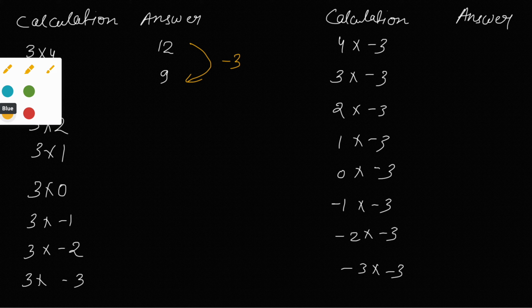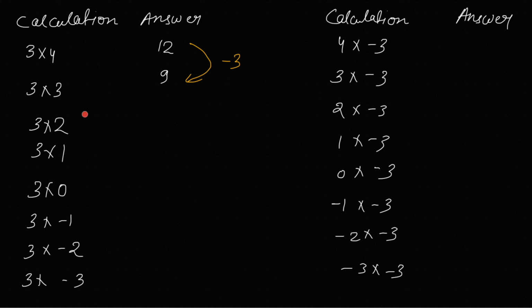So what does it mean? It means when you are moving down the group, 3 multiplication 4 is 12, 3 multiplication 3 is 9. So 12 minus 9 is minus 3. So that is what is written here. You can simply multiply and write the answer, or you can do subtraction of 3 on each answer.